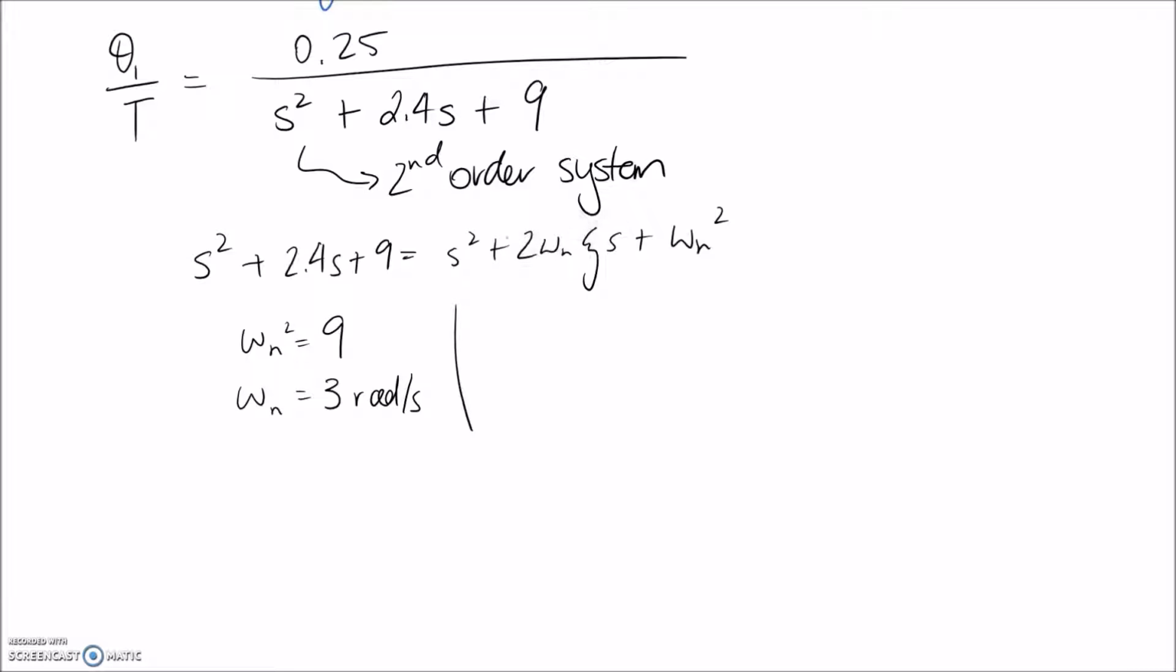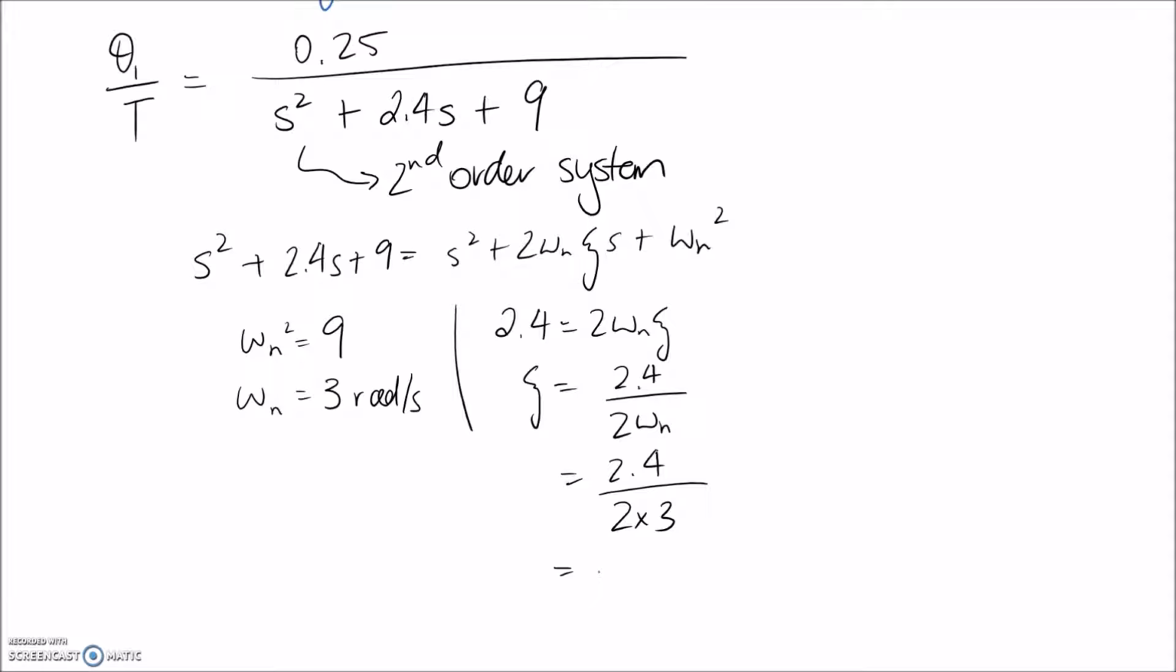We can then pull this out, so the 2.4 has to be equal to the 2 omega n zeta, since they're the two s parts. So 2.4 has to be equal to 2 omega n zeta. Rearranging and subbing in, we end up with a zeta value of 0.4.